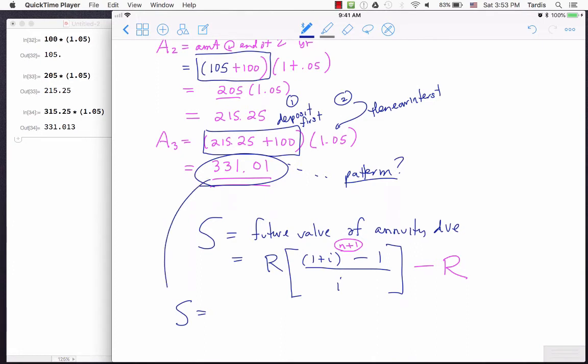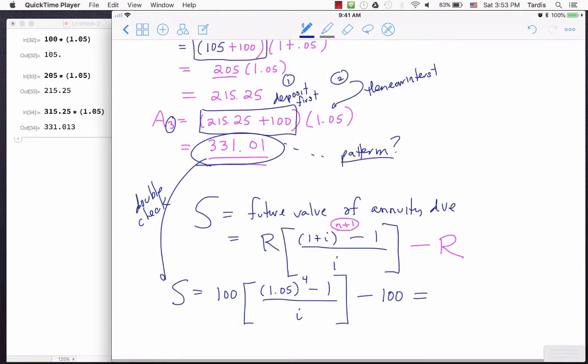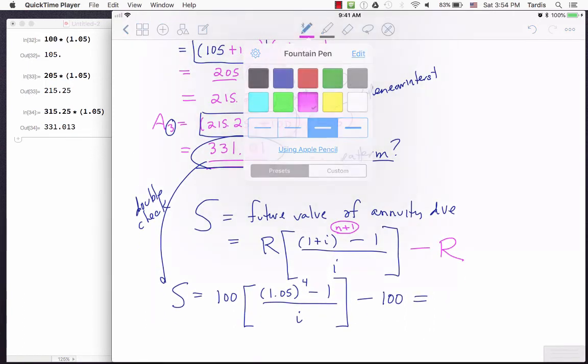Let's double check it. Double check using the formula. So you were making $100 payments. You had an i value of 0.05, so that would be 1.05. Here, you wanted to progress for 3 payments, so this would be to the 4th power minus 1 over i. And then we need to subtract off $100 at the end. So let's compute this, using this formula in parts.